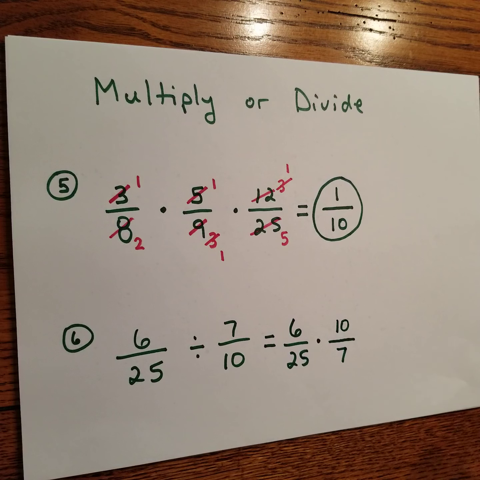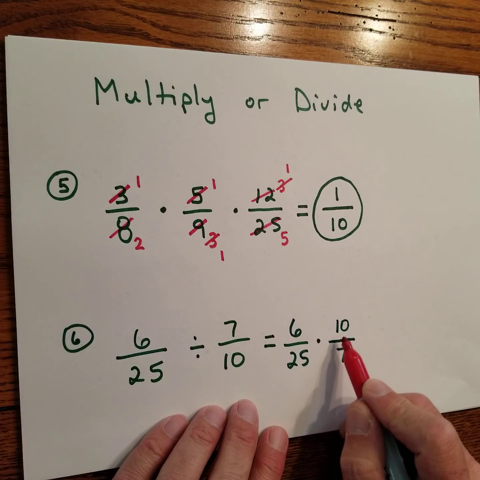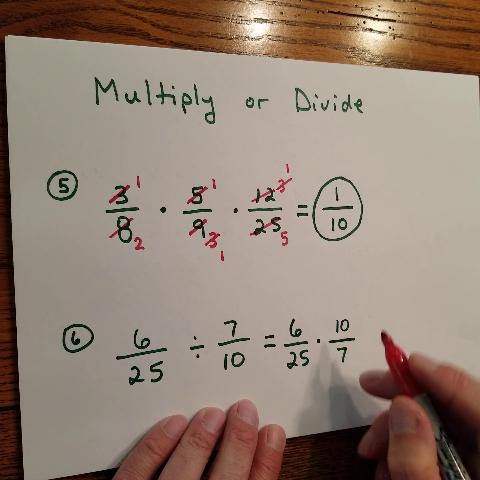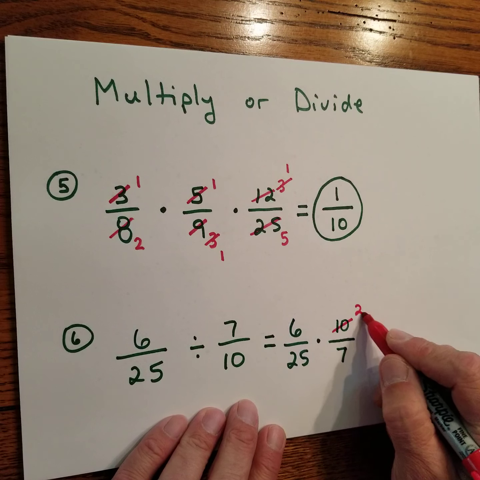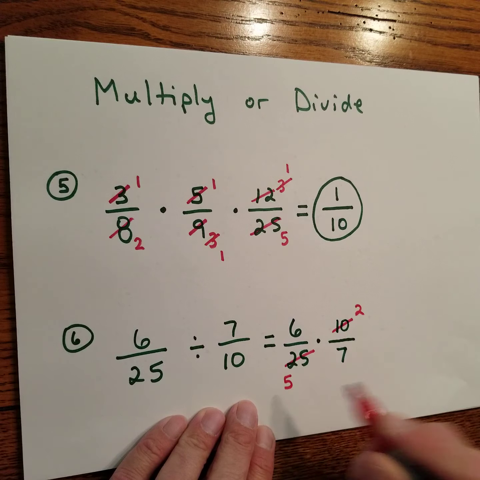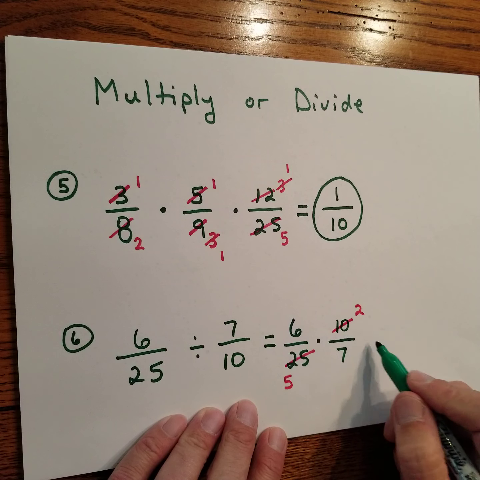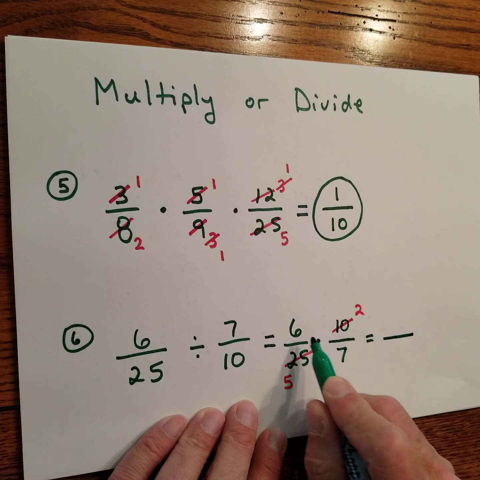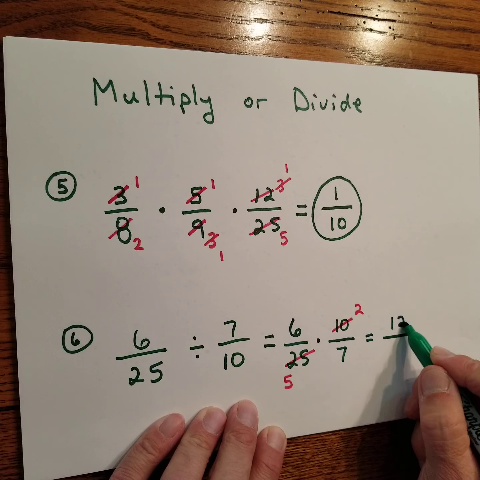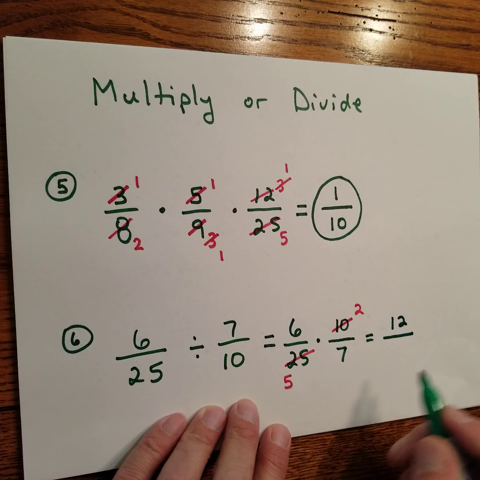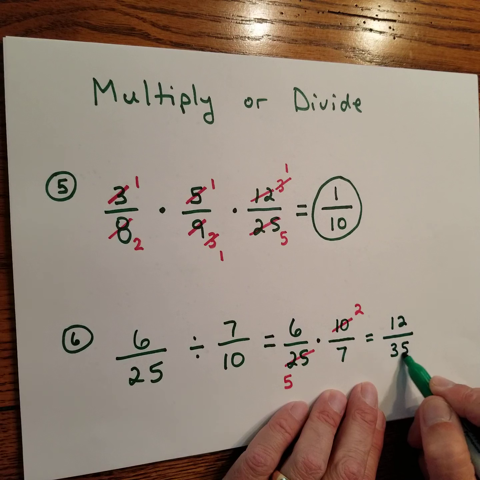Now it's a multiplication problem, so try to reduce any top with any bottom. I'm looking at the 10 and the 25. They're both divisible by 5. Divide by 5, divide by 5. Now multiply the numerators, 6 times 2, and multiply the denominators, 5 times 7. Great.